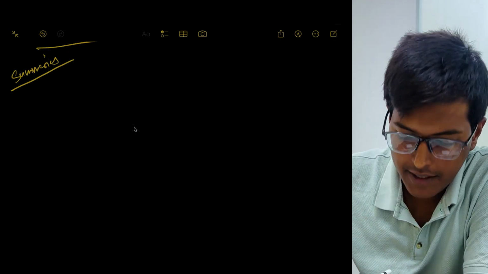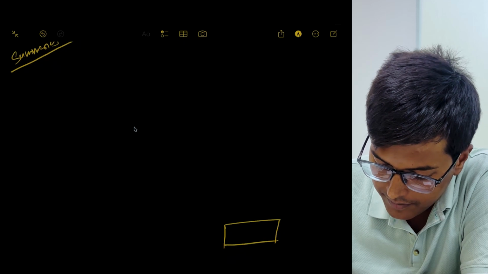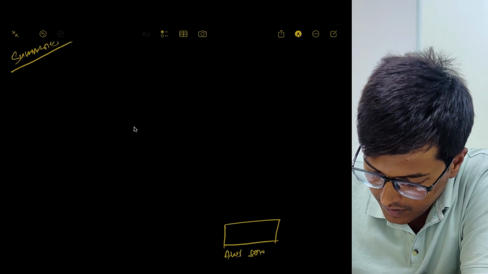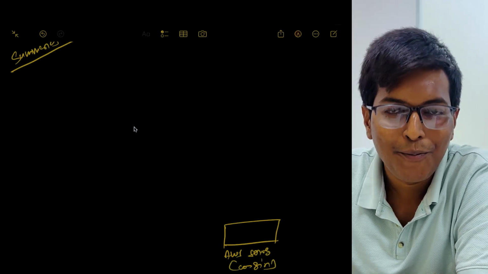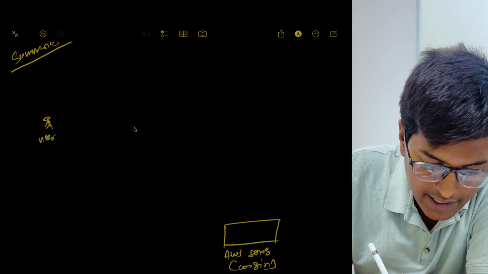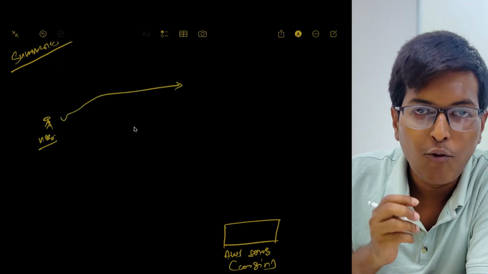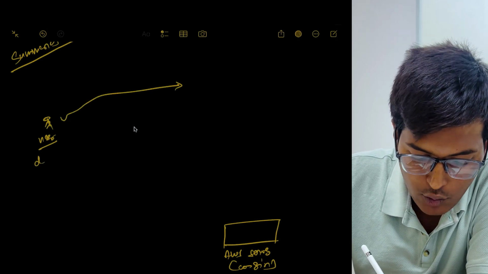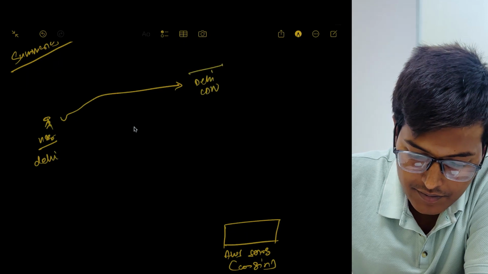Let's summarize everything. So let's say here is the AWS server. This is known as the origin in CDN terms. Let's say this is the user in Delhi. So what will happen? The user will go to watch a video in the Delhi CDN. If the user is from Delhi, it will go to a Delhi CDN.